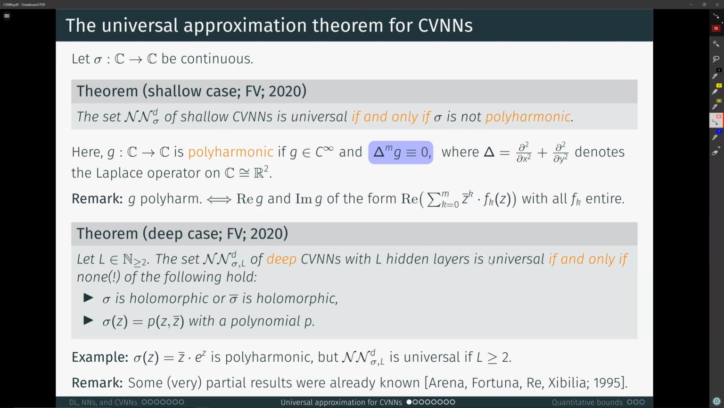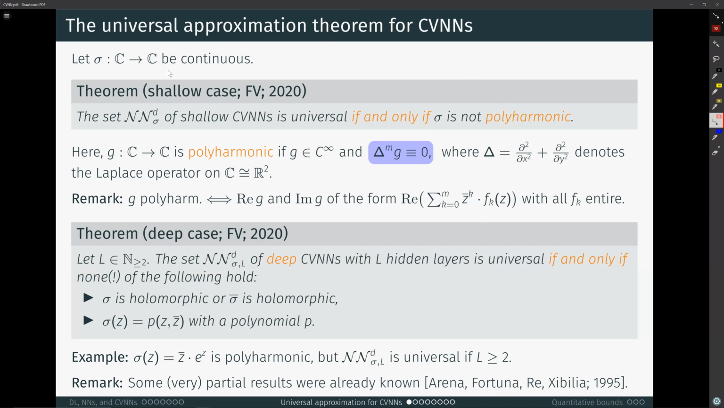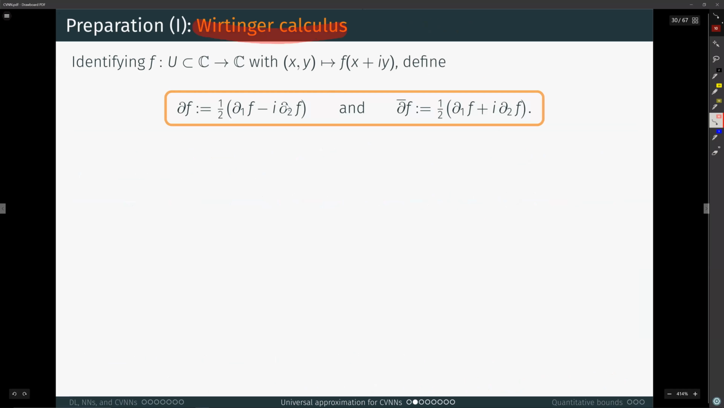Okay, now the question is, how can one prove this, or how can I at least convince you that it's probably true? To do that, I will need 2 ingredients. The first is the so-called Wirtinger calculus. Here we identify functions going from C to C with a function going from R2 to C, which just maps (x, y) to f of x plus iy. Then the 2 Wirtinger derivatives, del f and del bar f, are defined like this, where del 1 f is the real derivative with respect to x, and del 2 f is just the derivative with respect to y.